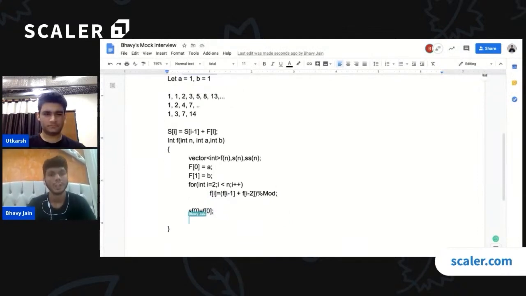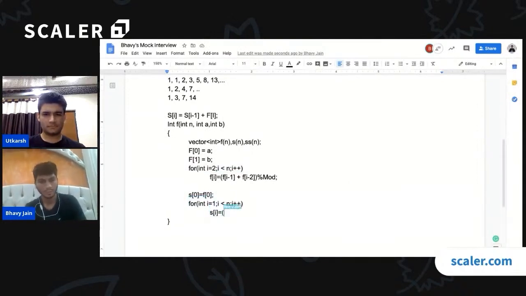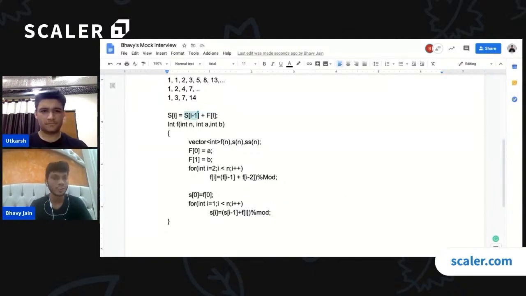And since we need to find the perfect sum, let's loop from 1 to n. We know that S of I is equal to S of I minus 1 plus f of I mod, because S of I is the sum of the first I numbers, and if we know the sum of the first I minus 1 numbers, we can just take the ith number and add it to the first I minus 1 numbers to get the sum of the first I numbers.